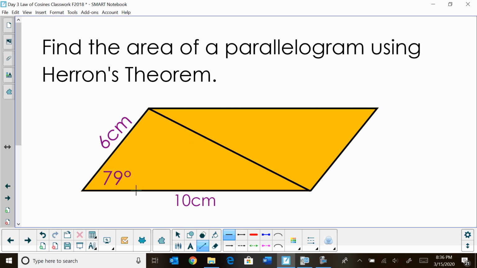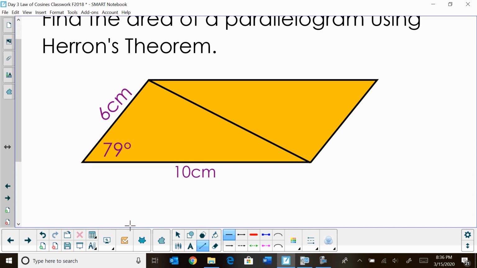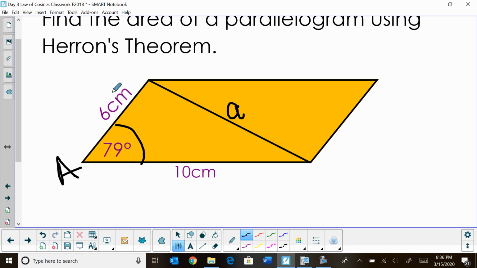Okay, so what I'm going to do is I'm going to draw a diagonal across my parallelogram. So I've now got a triangle on the bottom left side. I can now find the length of the diagonal using law of sine, or law of cosine. Because let's call this angle A, that means this side is A. And I have a side angle side situation.